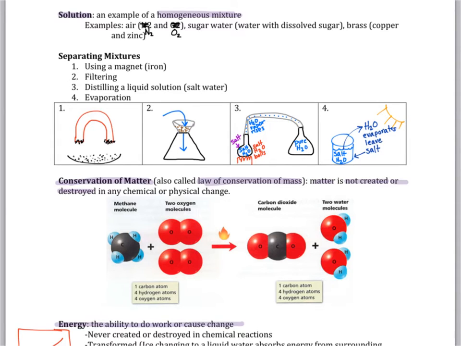Another thing that can happen is the process of filtering. So just as when making coffee, one puts a coffee filter on top and pours the hot water through, with the ground staying in the filter and the water going into the container, filtering is a process that can be used to separate mixtures. Another method is called distilling. So you can distill a liquid solution, such as salt water.